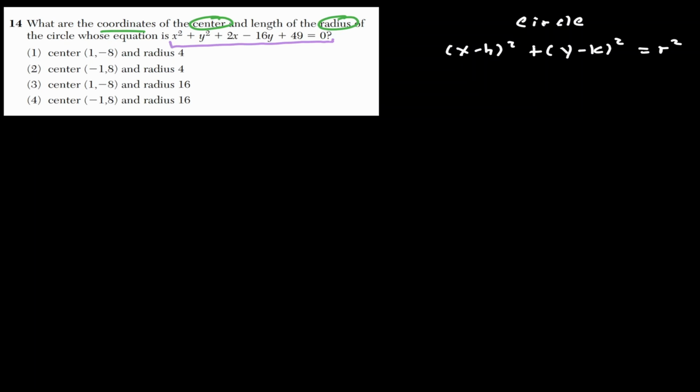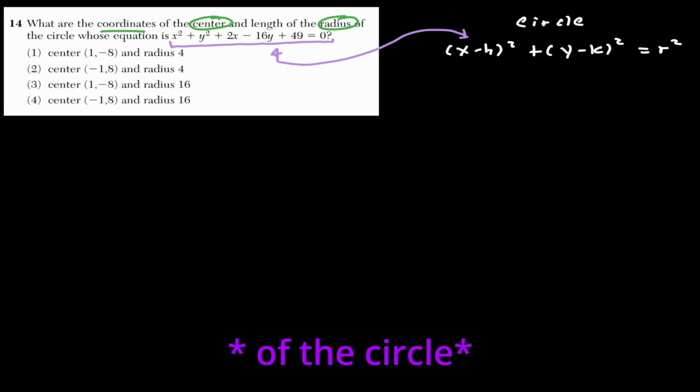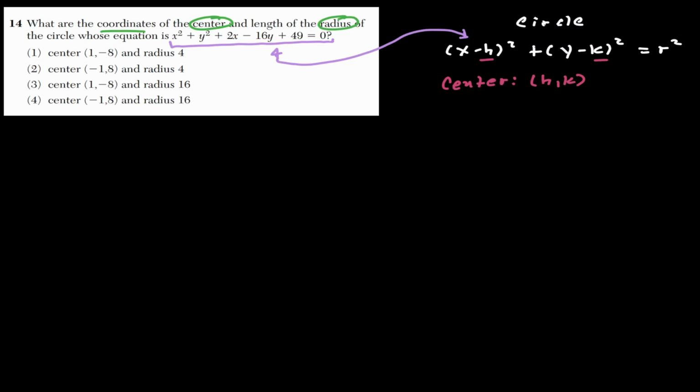So the objective of this question is, let's look at this equation that we are given. Let's manipulate it to make it look like the equation of the circle, and in that way, we can identify the center at the location of h, comma, k, and the radius at the value of r. So let's do that.